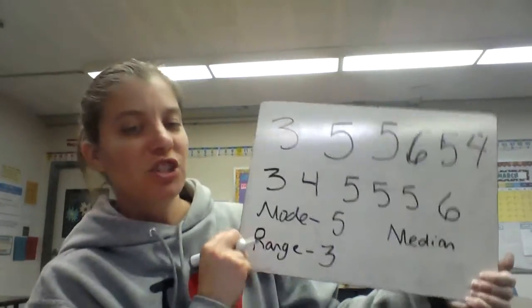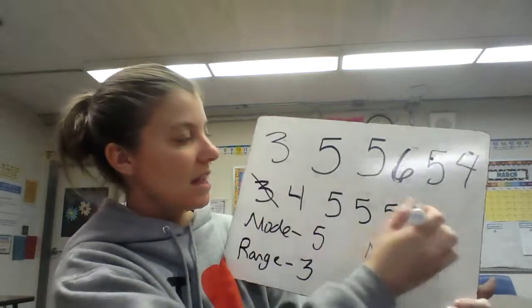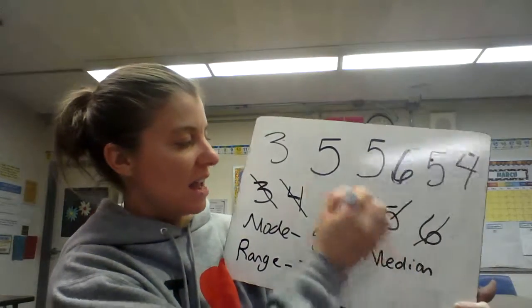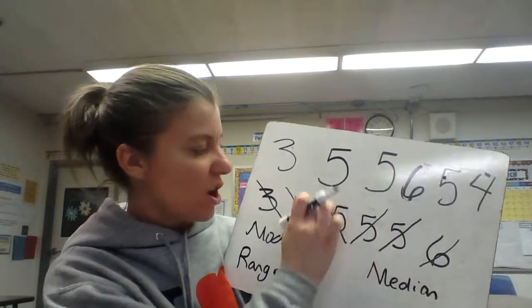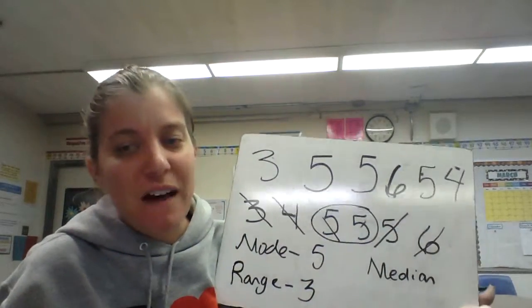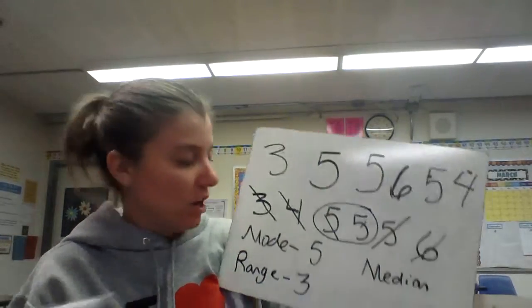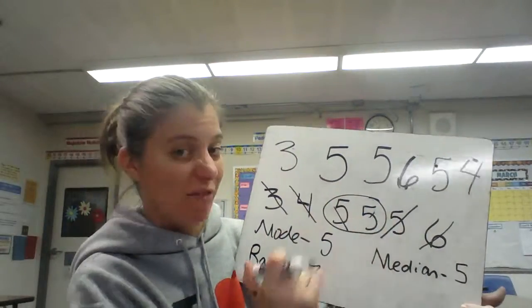All right, let's do median next. Here's my suggestion on median. We want to find the middle. So we're going to cross off the lowest, and then cross off the highest. And then the lowest, and the highest, and then the lowest and the highest. And what do we have in the middle? Two numbers left, 5 and 5. Now, it just so happens that what's in the middle of 5 and 5 is just 5.